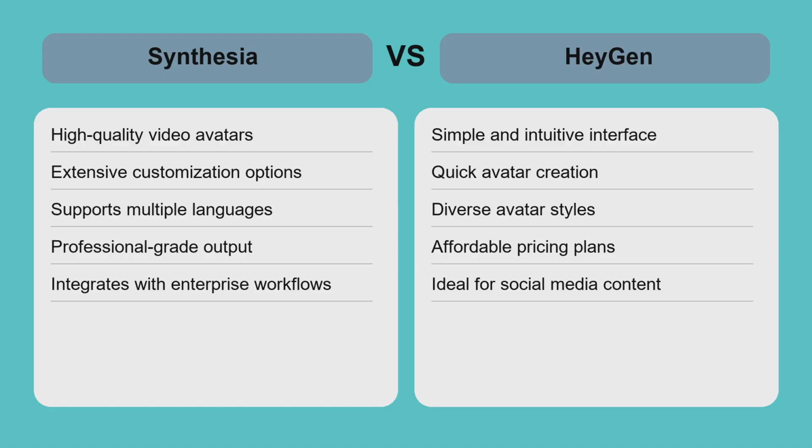Synthesia's strength is in its depth and scalability, but it requires more time and investment. HeyGen offers speed and simplicity, but with fewer advanced features. Choosing between them depends on whether you prioritize comprehensive control and polish, or fast, user-friendly production for diverse content platforms.